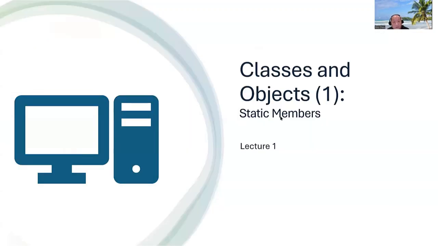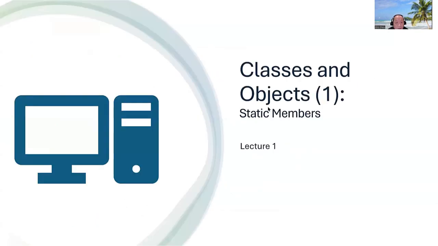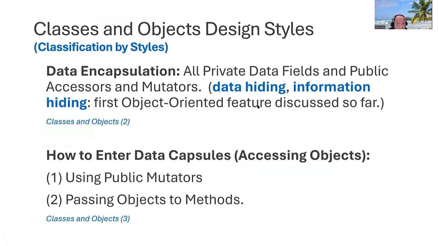Now, next one, we are going to talk about static members. I think that the last time we talked about the static variable and the static method already. Static variable for shared variables, static method for shared utility purposes. So that one I think we covered. We won't repeat. So today we are going to get started with data encapsulation.